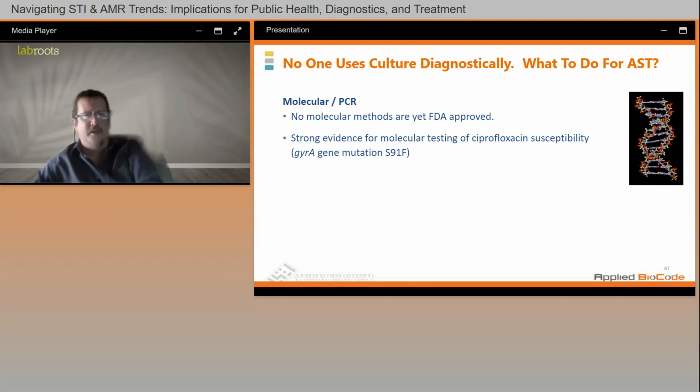We have mutations in the gyrase A gene in Neisseria gonorrhoeae that are very consistently found in resistant cases. This serine 91 to a phenylalanine. It's a very, very consistent finding. So it's a very reliable mutation to use to make predictions.